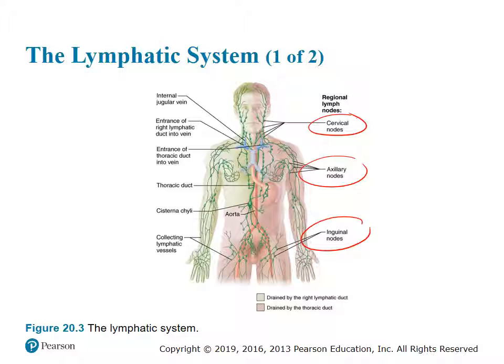And I want you to tell me or think through it and answer this question. Why is there an aggregation or a collection, a dense collection of these nodes in these main areas, these three areas on your right side, but on the left side of the person? Why is there a cervical nodes, axillary nodes, and inguinal nodes?